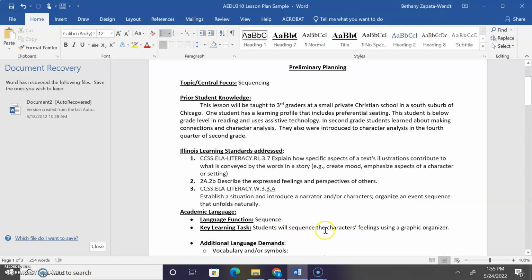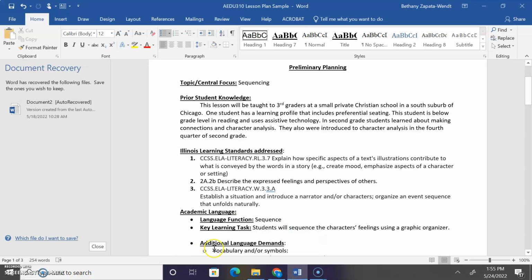So the language, the key learning task ultimately is in one sentence. How do you describe what kids are going to do with that language function? So how are they going to do what it is, the verb, right, that you chose? So students will sequence the characters' feelings using a graphic organizer.